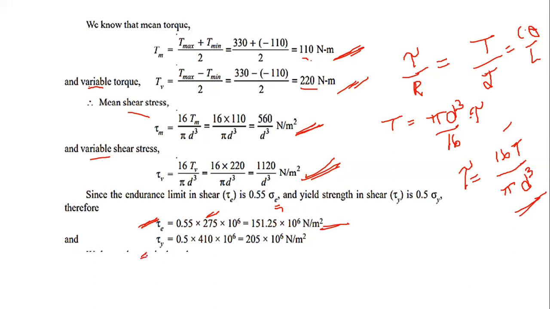In a similar way, tau y is the yield shear stress. This value is also not given, so I consider half of the yield stress. So sigma y into 0.5 is tau y. Tau y equal to 0.5 into sigma y. So the value is tau y equal to 205 into 10 power 6 Newton per meter square, the value of yield shear stress.